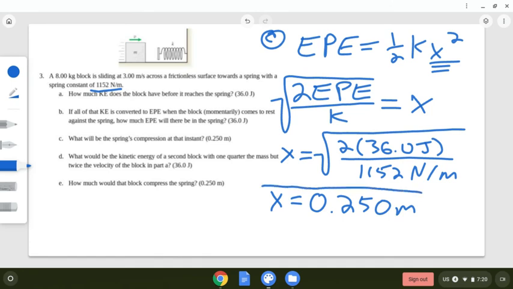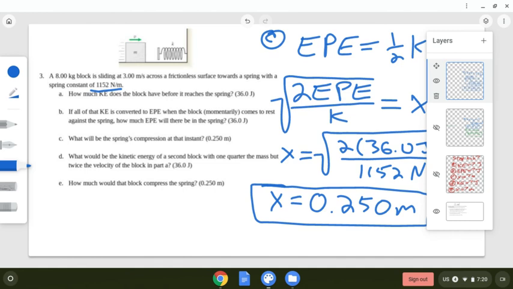So think of a meter stick. Imagine how big a quarter of that is. And that's your answer. That's your compression. So we solved for the right thing. We gave it the right units. I'm giving it a check. On to part D.